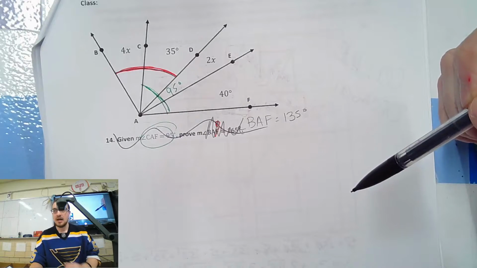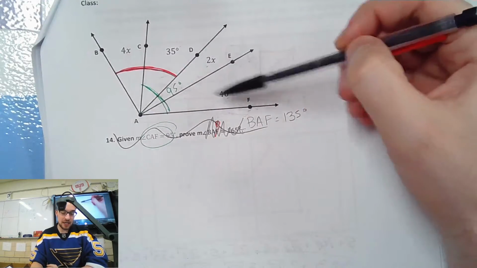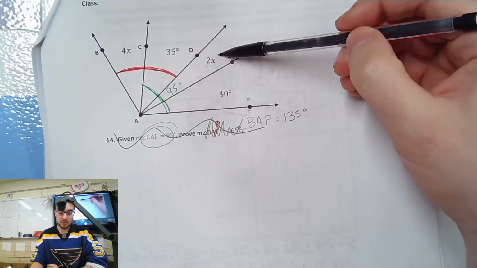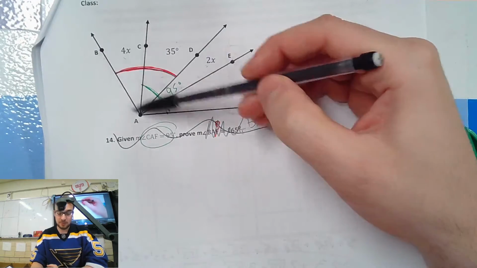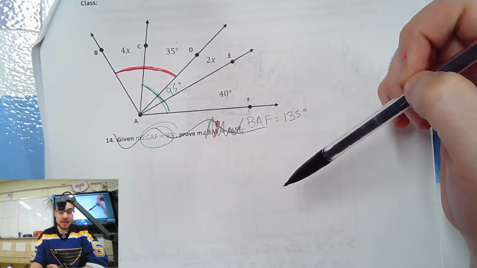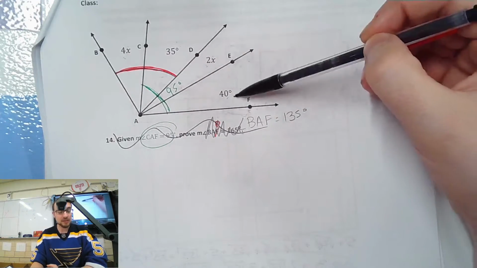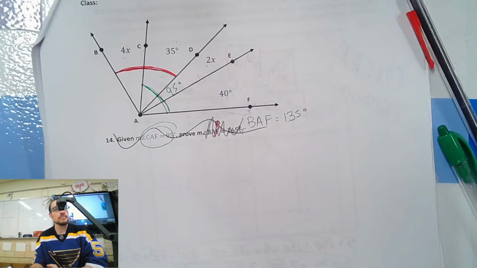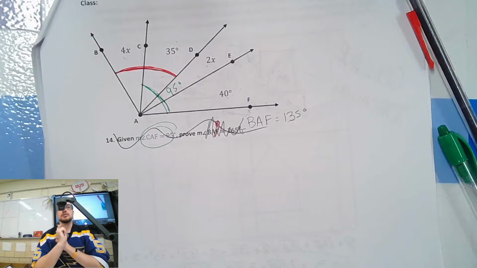Then I write that these four angles add up to the big angle, and I substitute their values. 4x plus 35 plus 2x plus 40 equals BAF, which I don't know yet. Then I plug in 10 by substitution, and I add 40, 35, 20, and 40 together, and I get 135. Proof done. You're going to need substitution and angle addition postulate. How do you feel about those concepts?